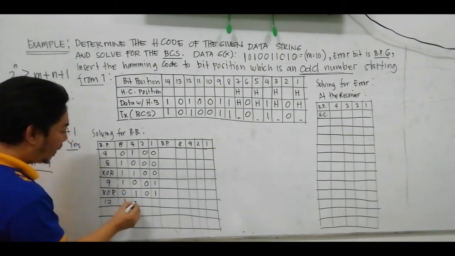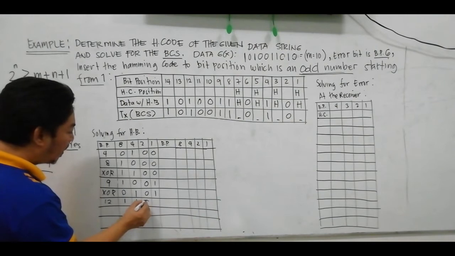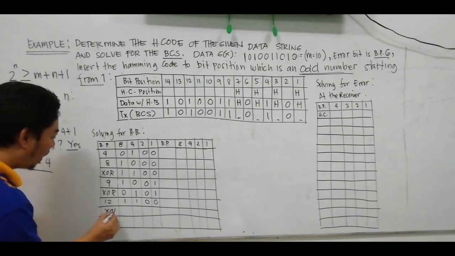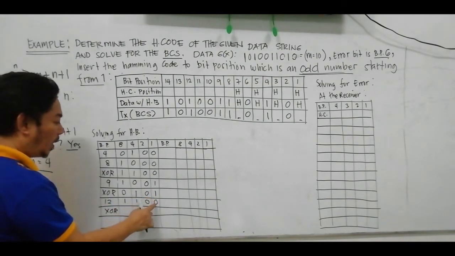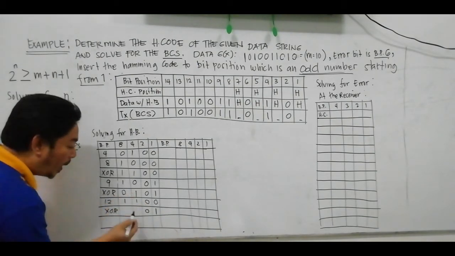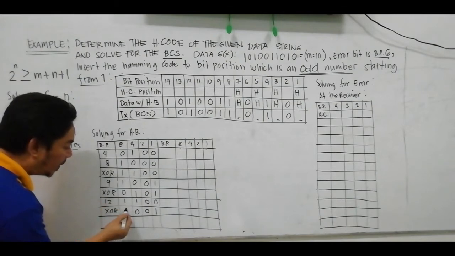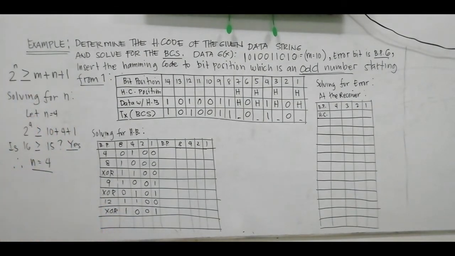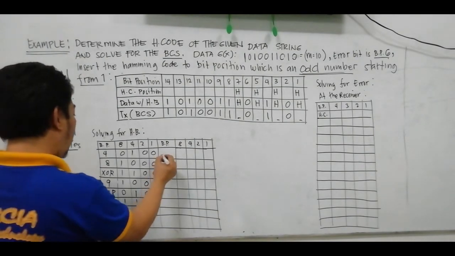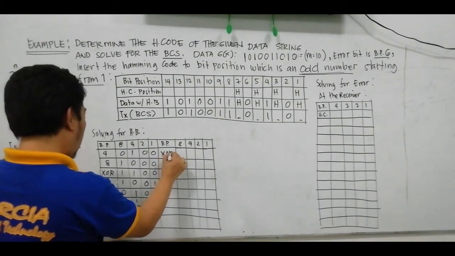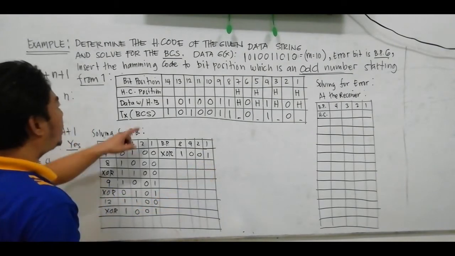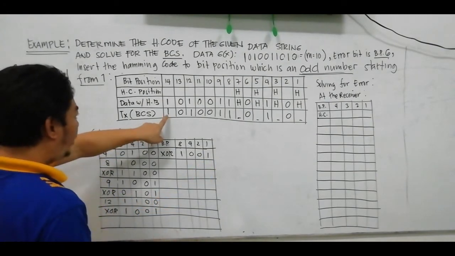So this is 1, 1, and this is 0, and this is 0. And then XOR again. So XOR, 1, 0, this is 1, 0, 0, and that will be 0. 1, 1 is 0, and 0, 1 is 1. And the next bit position, okay, so let's copy. XOR is 1, 0, 0, 1, and then the last bit position, which is 1, is 14.